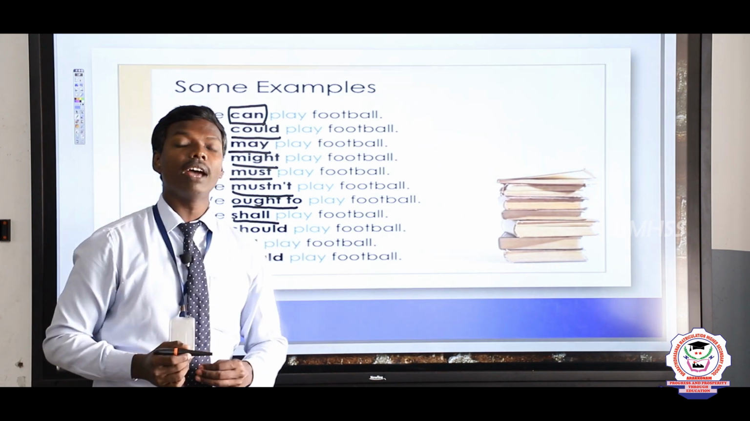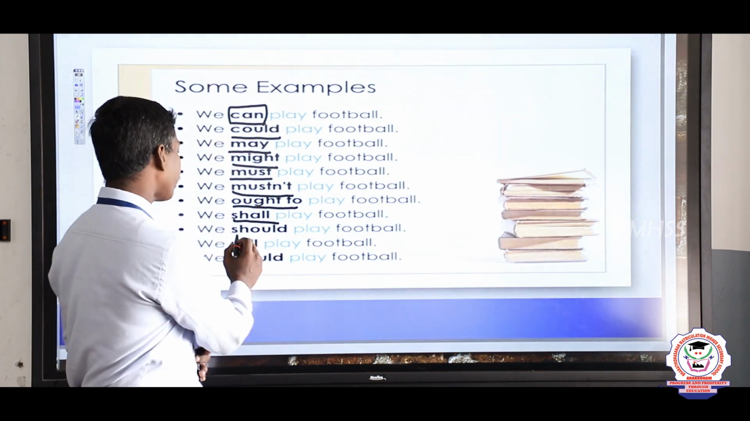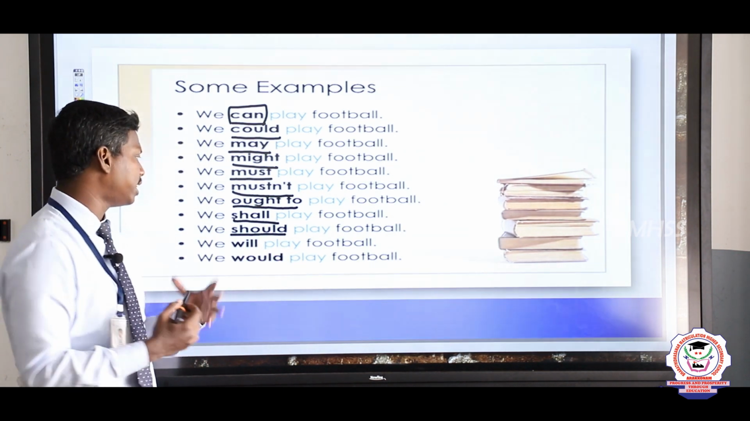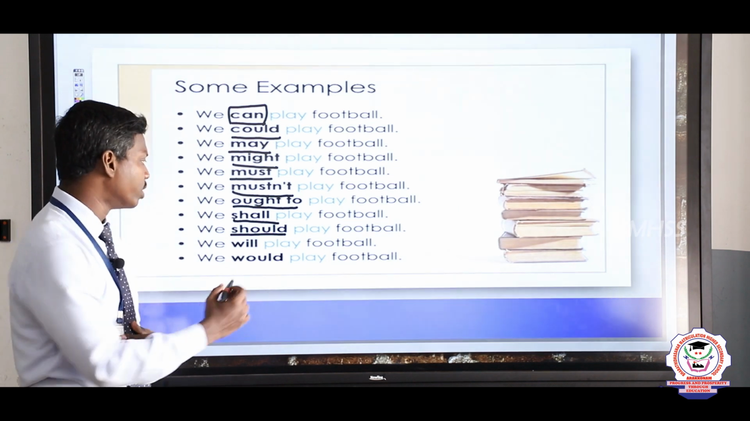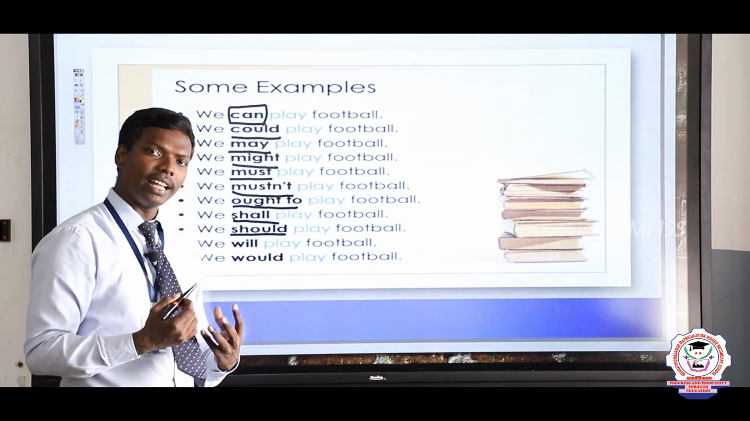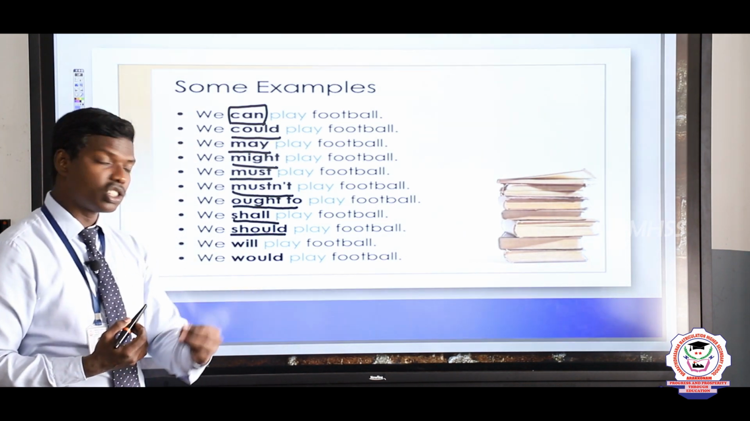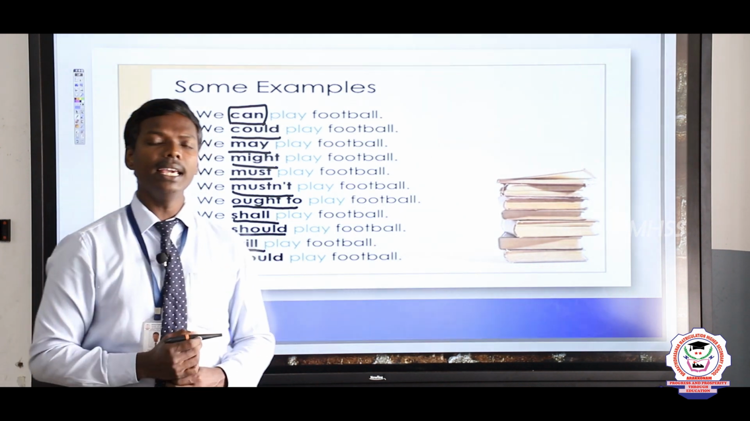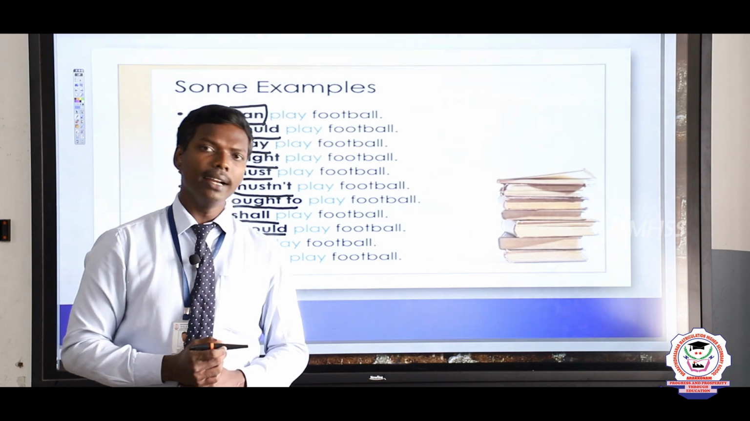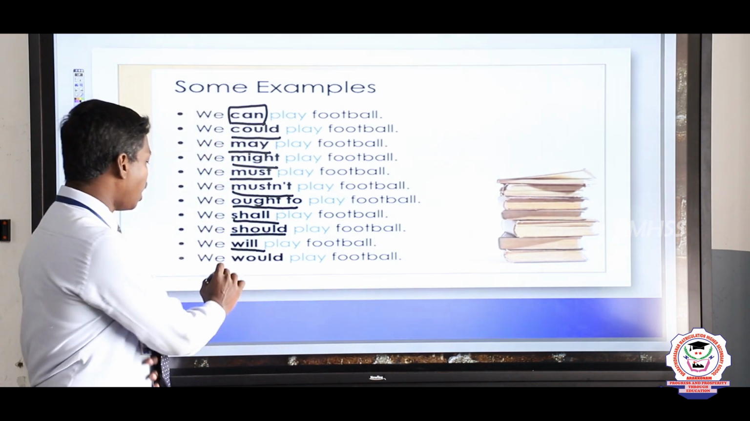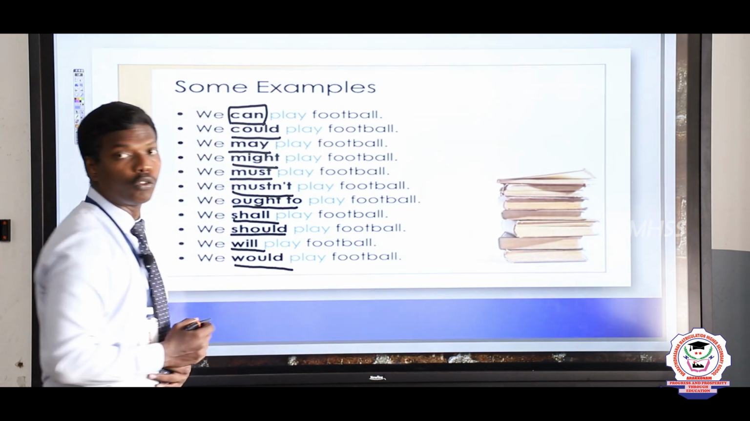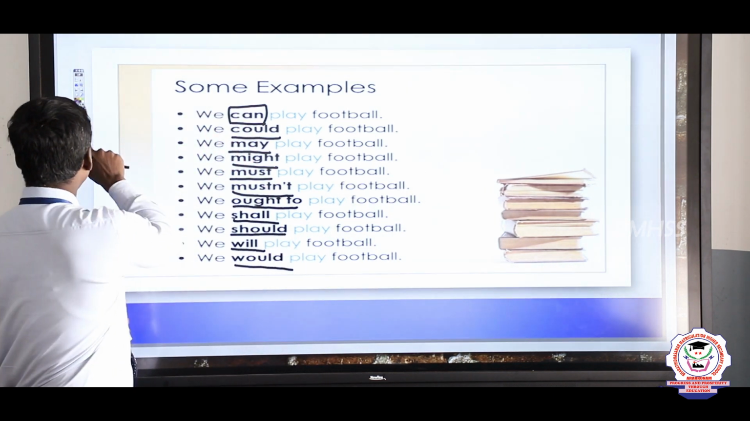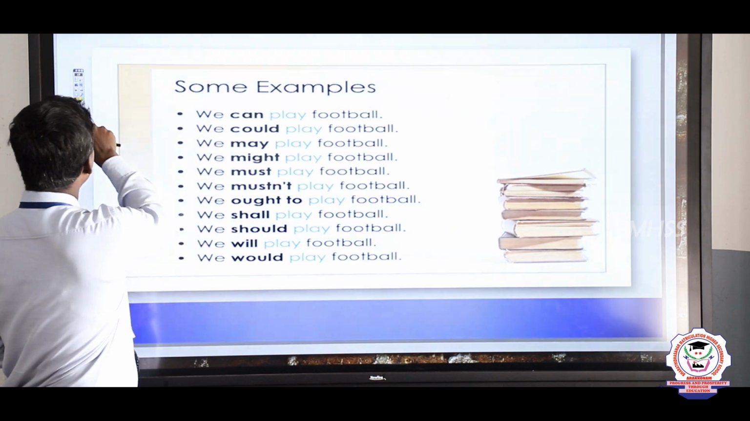Whenever you are referring to the futurity, we use shall. We should play football. So that time you come to understand that we should, நாம் கண்டிப்பாக விளையாட வேண்டும். Should refers to expressing the strong determination or the compulsion. And we will play football. So normally we use shall for the pronoun I. And last, we said we would play football. கண்டிப்பாக நாங்கள் விளையாட வேண்டும். So all these applications we apply for this.